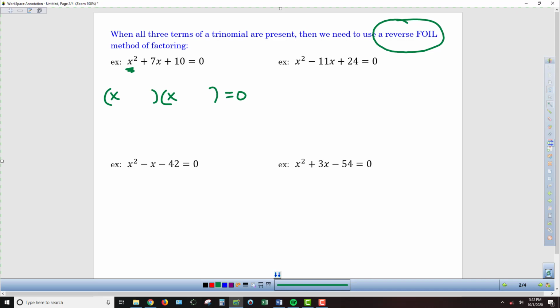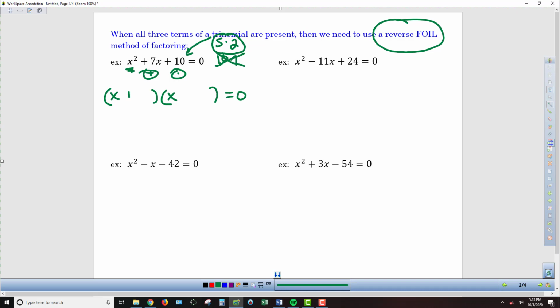Now, I'm multiplying to make this last number, but then I'm adding to make this number, meaning I need two numbers that multiply to make 10. So my options there are 5 times 2, and 10 times 1. But I also need those numbers to add to make 7. So we're multiplying to make the last number, we're adding to make the middle number. And so if we look at our options here, 10 times 1 isn't going to do it for us, but 5 times 2 will add up to make 7. 5 plus 2 makes 7.